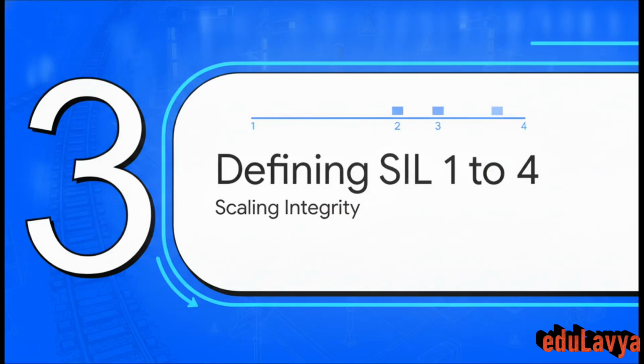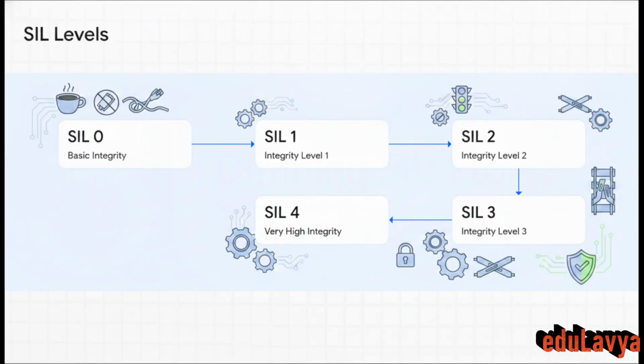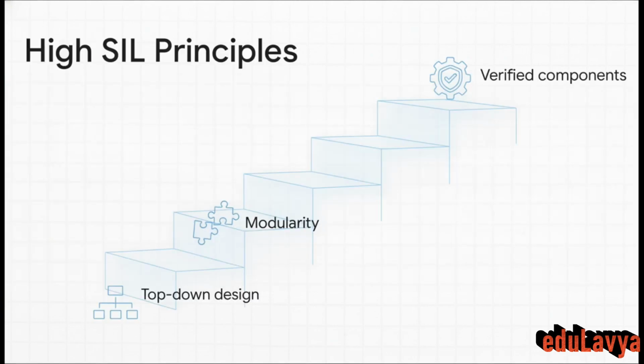All right, Section 3, defining SIL 1 to 4, scaling integrity. This brings us to the actual scale used by engineers worldwide. The SIL scale steps up from 0 to 4. SIL 0 represents basic integrity for non-safety functions. These are things where a failure might be super annoying, but nobody gets hurt. From there, it scales up through SIL 1, 2, and 3, all the way to SIL 4. SIL 4 represents the absolute highest possible integrity, requiring the most rigorous, expensive, and time-consuming engineering methodology available. Achieving these higher levels, like a SIL 3 or SIL 4, demands escalating engineering principles.